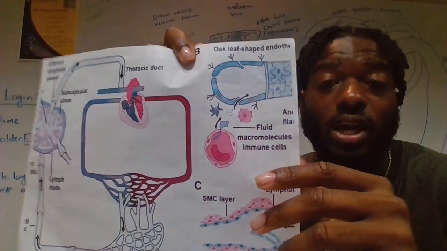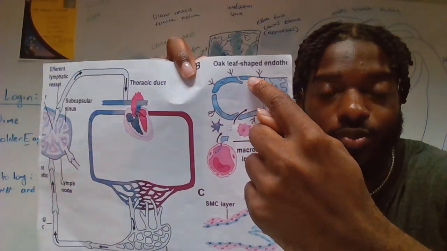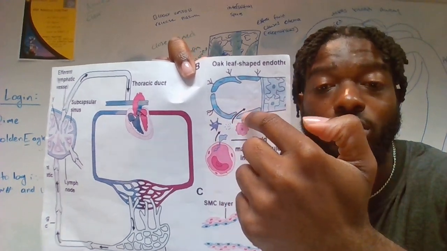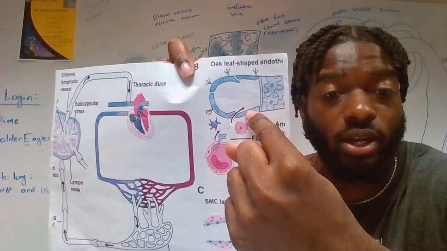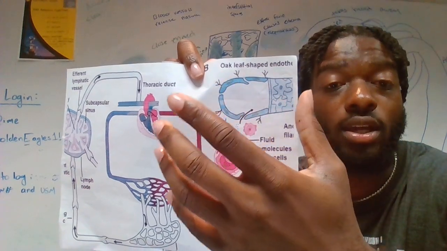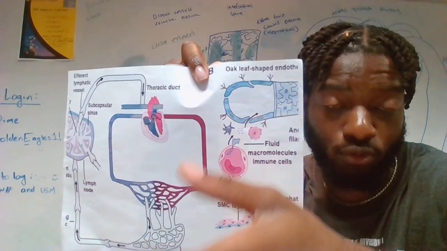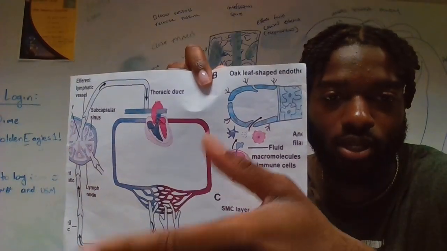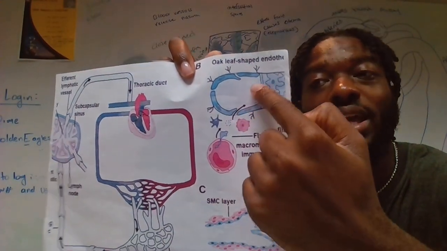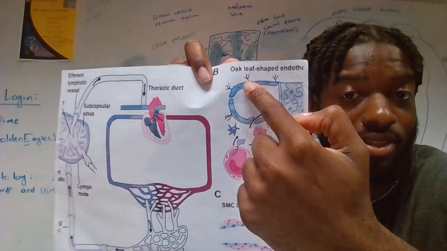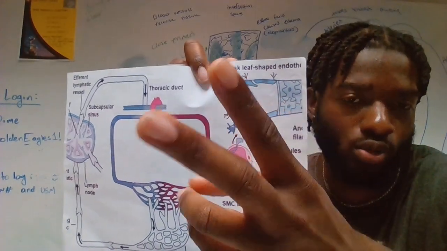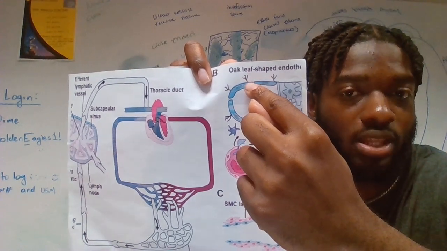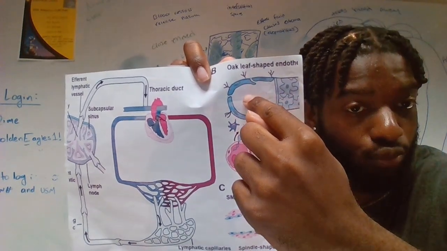So these flaps here, these flaps that you're seeing are the oak leaf endothelial cells of the lymphatic capillaries. That excess interstitial fluid, the fluid between the cells, which is basically the lymph that leaks between the cells, presses against these cells, which we'll call flaps. It presses against these flaps.